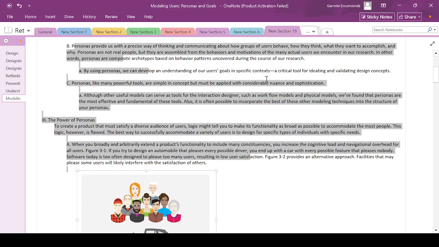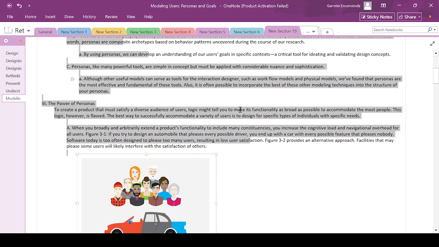So, based on our business goals, we can harmoniously integrate that based on a specific context. A critical tool for ideating and validating design concepts. So, on that context that we were trying to improve, such as a feature on a website application, how could we redesign that in a way that will help us achieve our goals? So, this is a powerful tool for that.